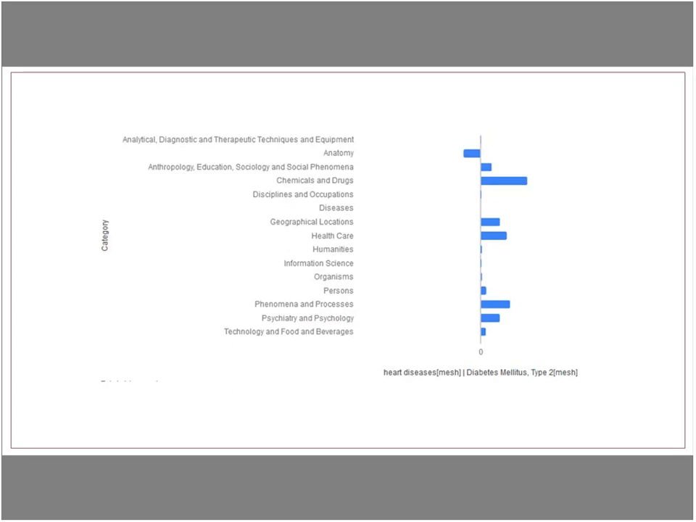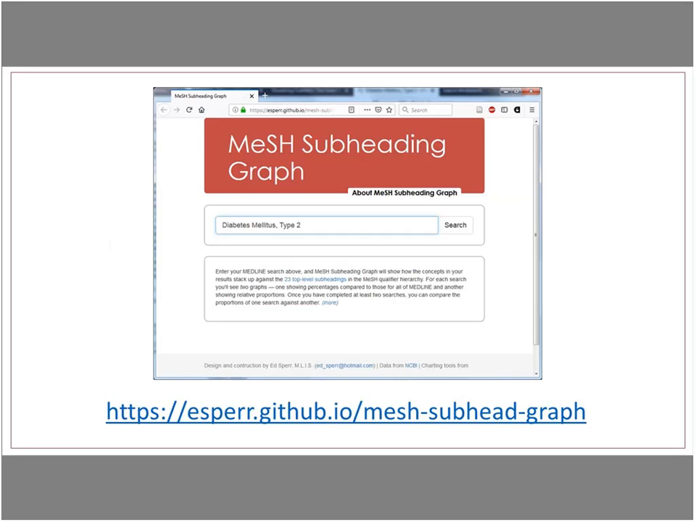So again, without looking at any individual items, I could tell you with a fair degree of certainty that heart diseases has more to do with anatomy as an aggregate pile of stuff than diabetes mellitus does. But also, not surprisingly, chemicals and drugs is much more prominent for diabetes mellitus than it is for heart diseases, and so on and so forth. So it's really easy to combine our search with broad medical subject heading categories and slice and dice a great big pile of results that way.